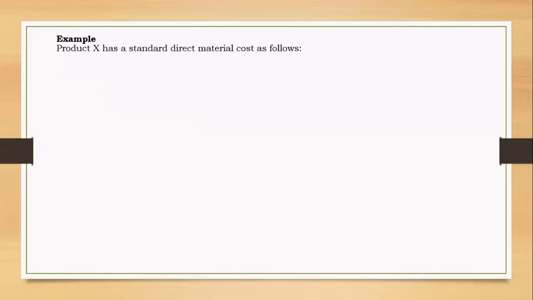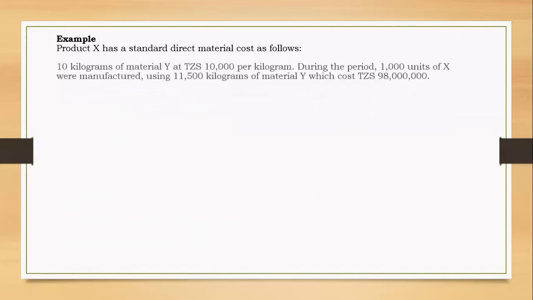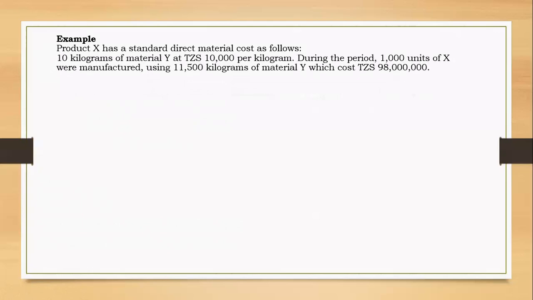Example now. Product X has a standard direct material cost as follows. 10 kilograms of material Y at 10,000 TZS per kilogram. This is the cost. During the period, 1,000 units of X were manufactured using 11,500 kilograms of material Y, which cost 98 million. Now, up to here, you can know one thing. This is the standard material cost, 10 kilograms of material Y. They just said product X, so we need 10 kilograms per unit of product X. That is the standard quantity per unit. At this cost here, this price, 10,000 TZS per kilogram, that is the standard price.